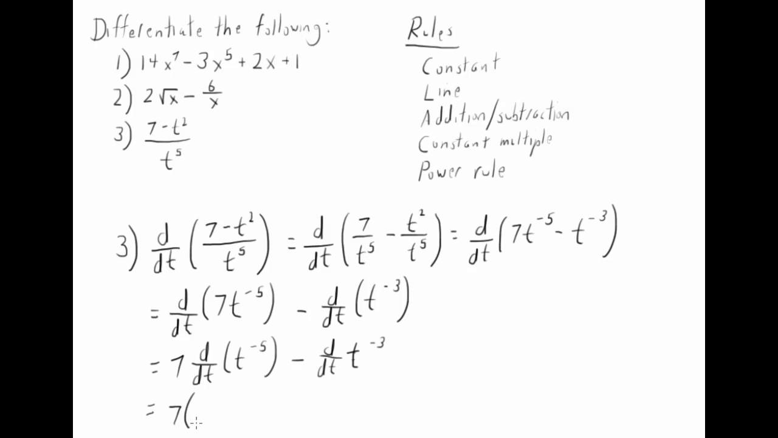So I've got 7 times -5, t to the -6, remember I'm subtracting 1, minus a -3, t to the -4. So that will be -35 t to the -6, plus 3, oops, that's a very bad plus 3, t to the -4. And again, for right now, this format is fine. So you don't worry about doing any more simplification or algebra. We have taken the derivative, we're done.